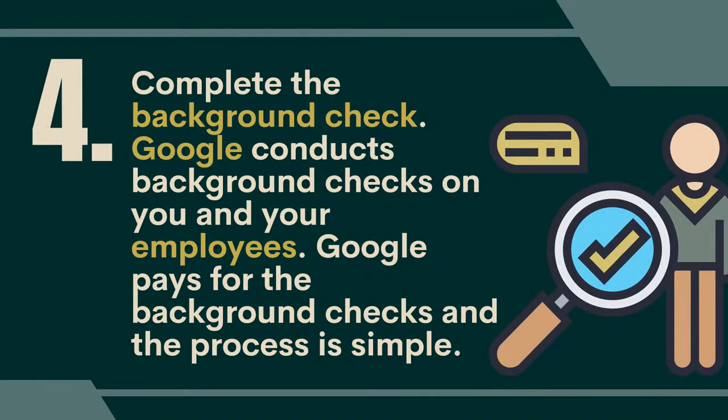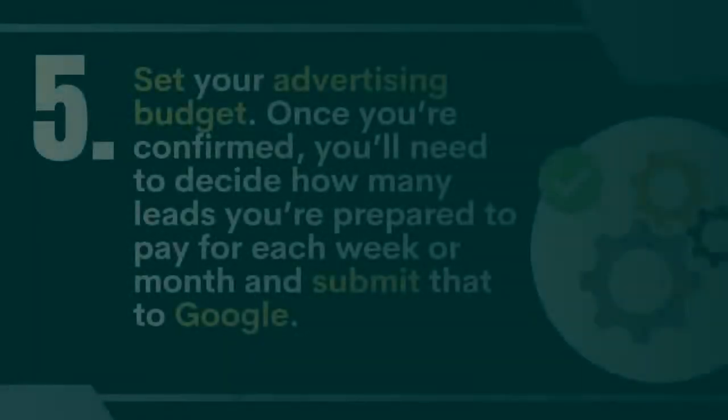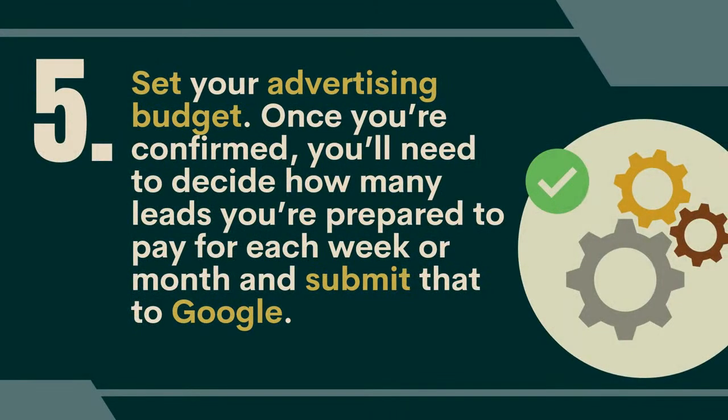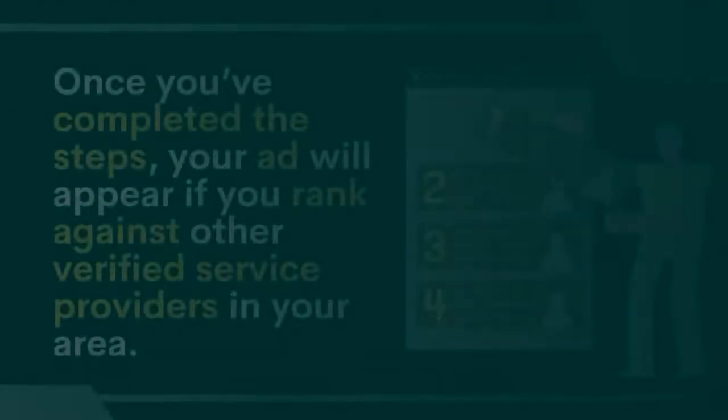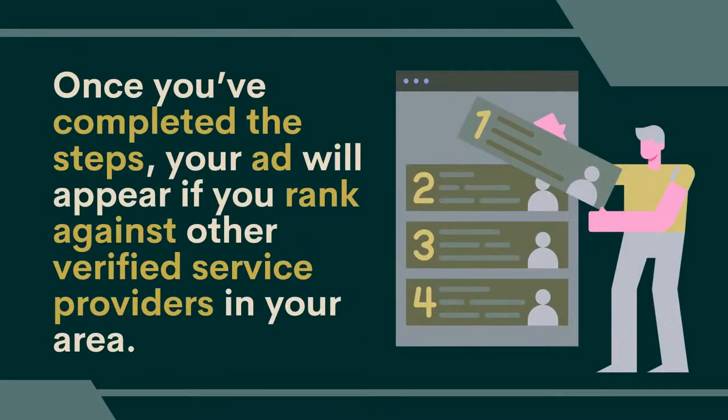Step number 4. Complete the background check. Google conducts background checks on you and your employees. Google pays for the background checks, and the process is simple. Step number 5. Set your advertising budget. Once you're confirmed, you'll need to decide how many leads you're prepared to pay for each week or month and submit that to Google. Once you've completed the steps, your ad will appear if you rank against other verified service providers in your area.